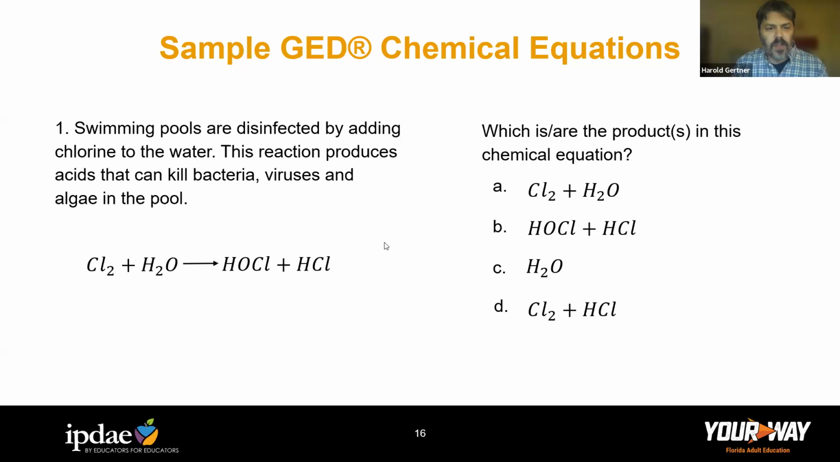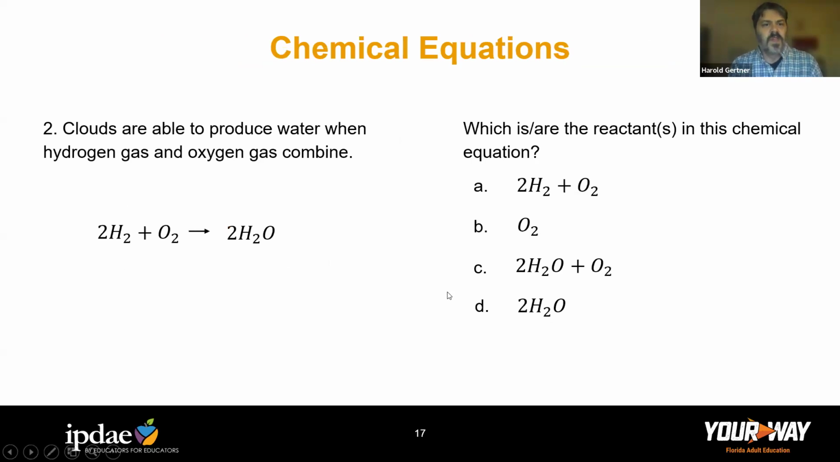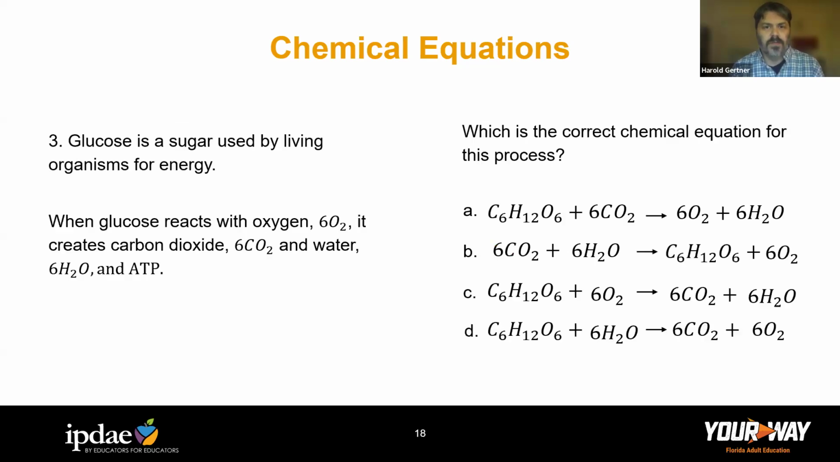Excellent. But then you could go a little deeper, like we mentioned, and have them start to analyze a little bit of what's going on here, in terms of this must be chlorine, Cl2, because this must be water, H2O, and that sort of little critical thinking depth. All right. How about this one? Clouds are able to produce water when hydrogen gas and oxygen combine. So, which are the reactants of the equation? Exactly. Hey, again, just a simple identifier here of what the pieces of the equation are.